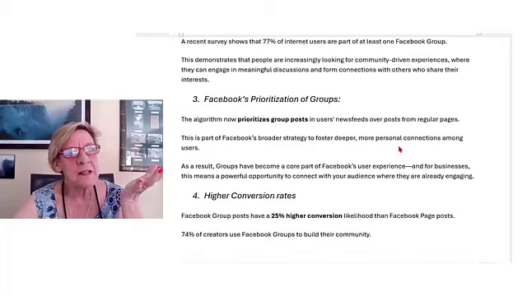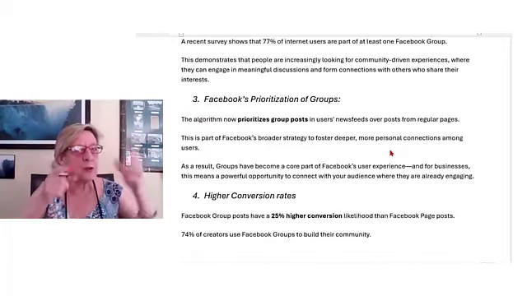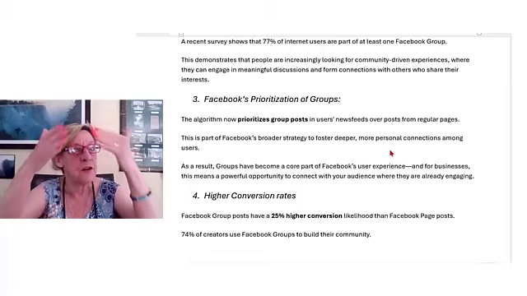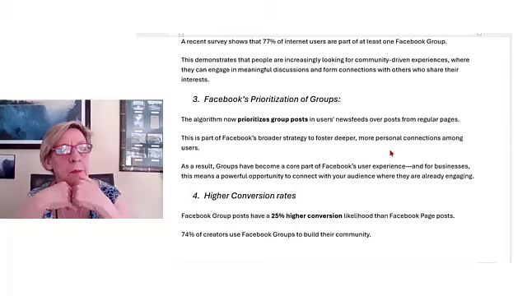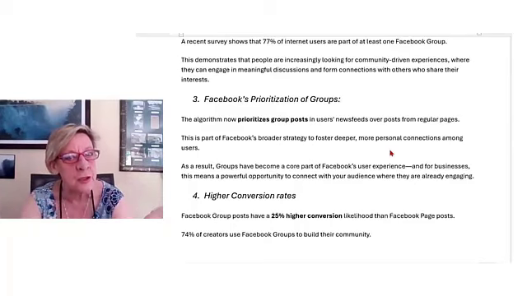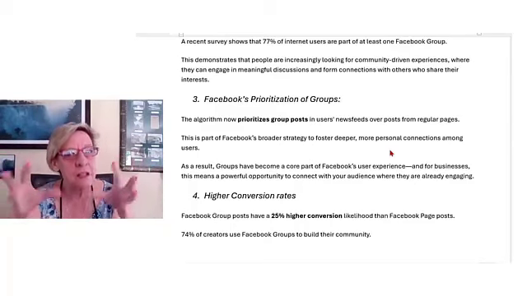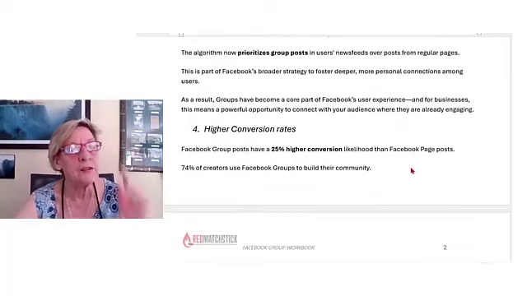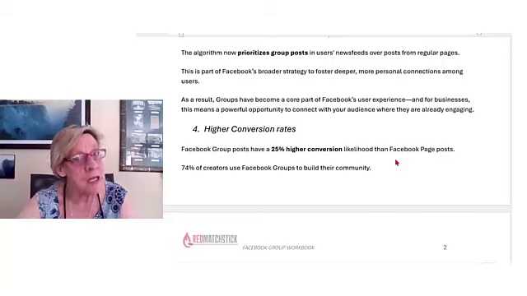I've mentioned the prioritization. You will see in the top of your news feed when you get your notifications, group posts are shown there. So-and-so has added to the group. I know when I update the Content Marketing Kaizen group that there's a notification that says Content Marketing Kaizen has posted. Higher conversion rates. This is the really important part.